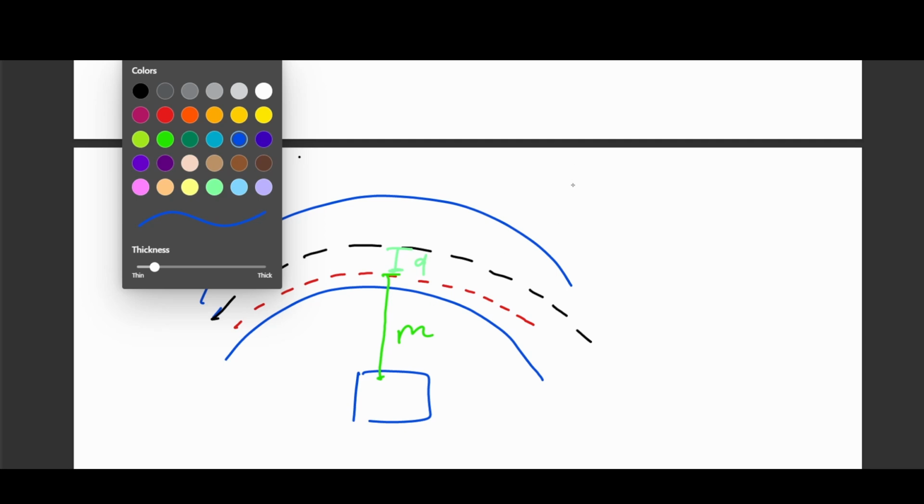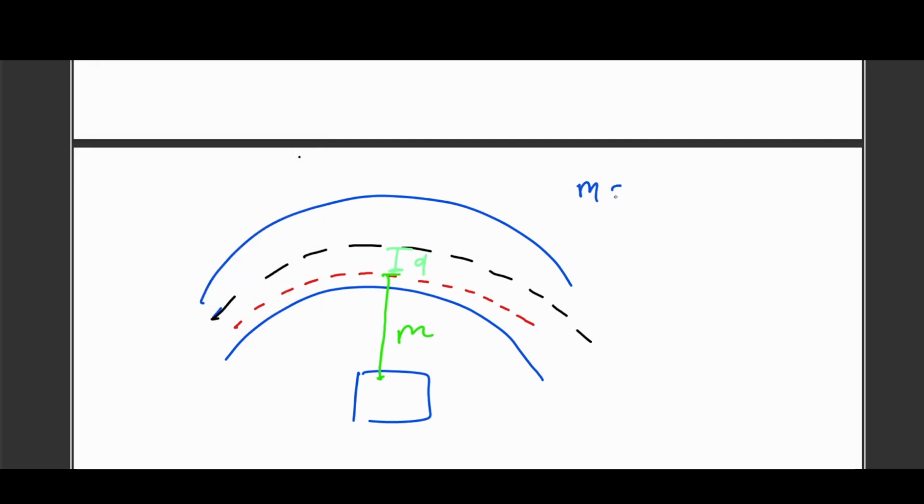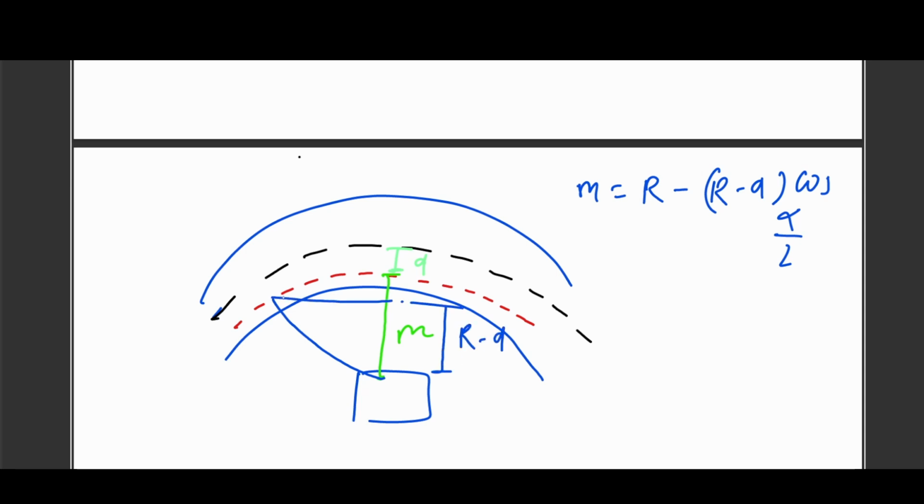So this distance is d, then what will be the value of m? M will be similar to before, and here it will be r minus d cos alpha by 2, because the center line will move along like this. And what will be the value of this? It will be r minus d, because the whole radius will be r minus d. That's why r minus d cos alpha by 2.